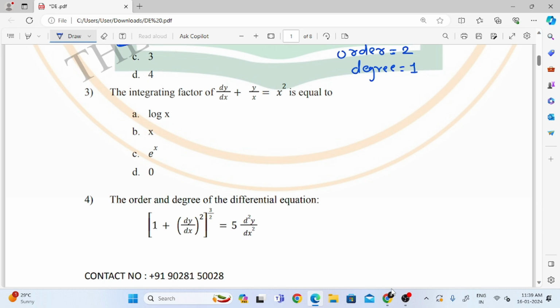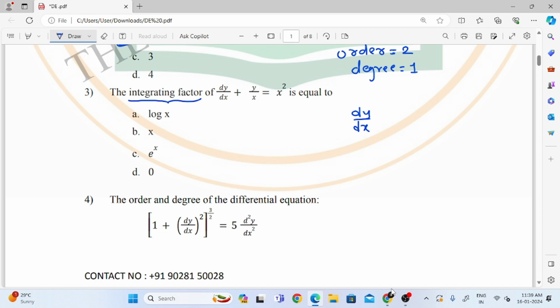So in question number 3, we need to find the integrating factor of dy by dx plus y upon x is equal to x square. So first of all, we have the equation dy by dx plus y by x is equal to x square. So I will write the result first of all.